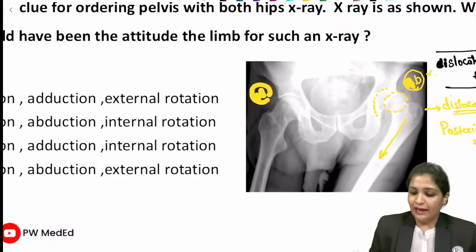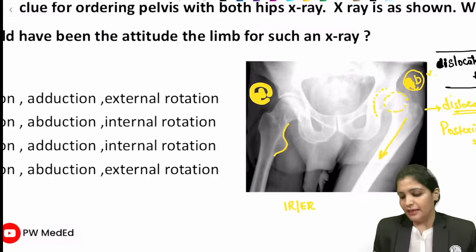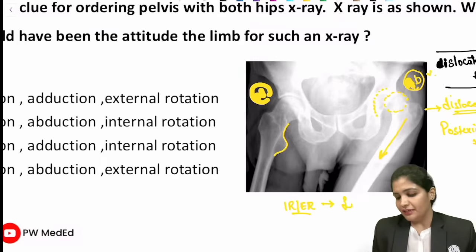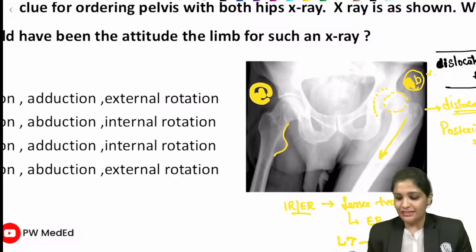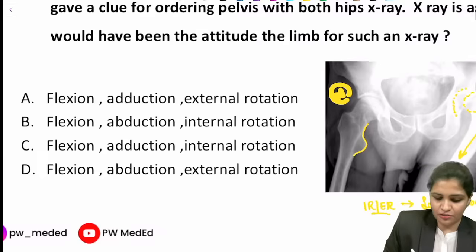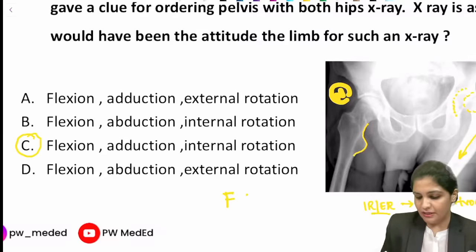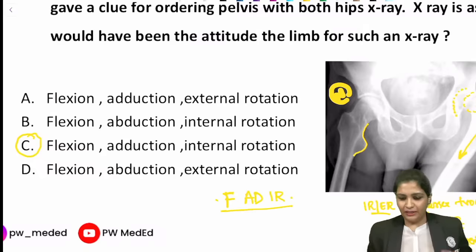So this is adduction. Now external rotation and internal rotation of the limb can be assessed based upon the presence of the lesser trochanter, right? If your lesser trochanter is seen clearly on the x-ray, it means that the limb is externally rotated. If your lesser trochanter, that is your LT, is not visible on the x-ray, then the limb is internally rotated. So the answer for this is flexion, adduction and internal rotation. So the answer is C. This is how we come to a conclusion for the answer.